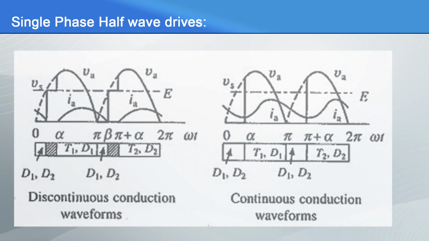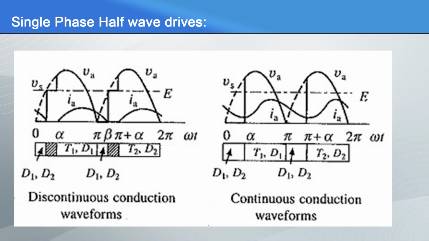So, as we change the value of firing angle alpha, we can control the output voltage of the rectifier, and hence we can control the supply voltage to the motor, and as the supply given to the motor is varied, the speed of the motor can be varied accordingly. The motor terminal voltage and current waveforms for the discontinuous and continuous conduction modes are shown in the figure.